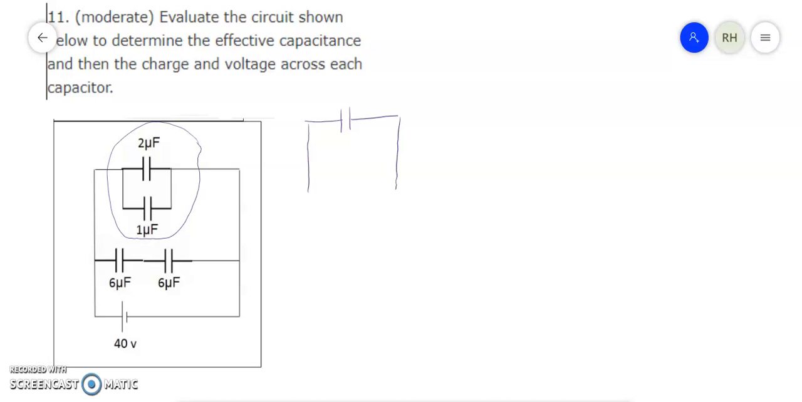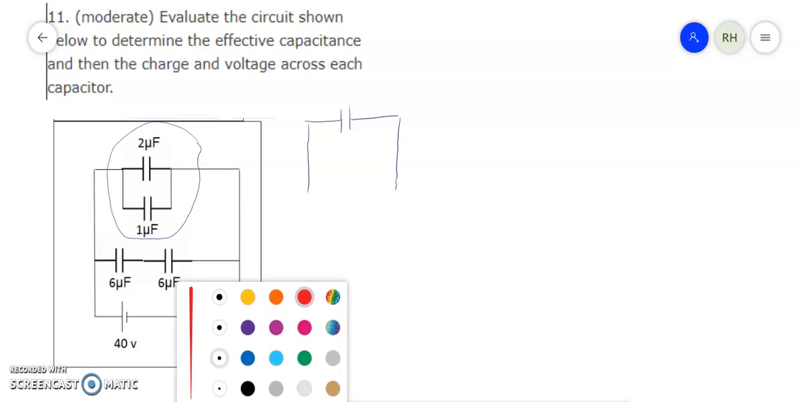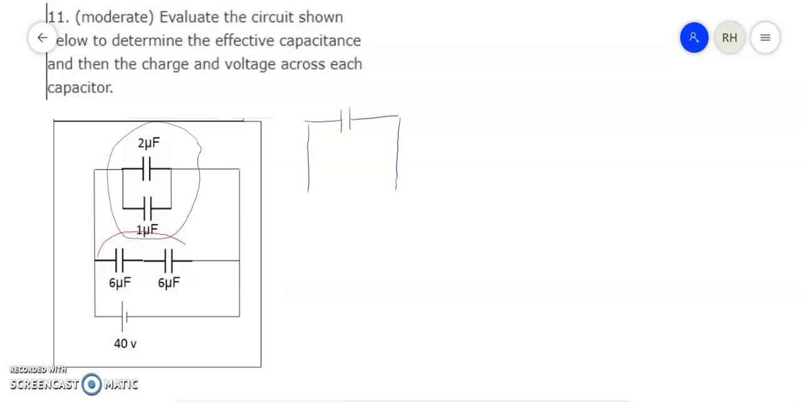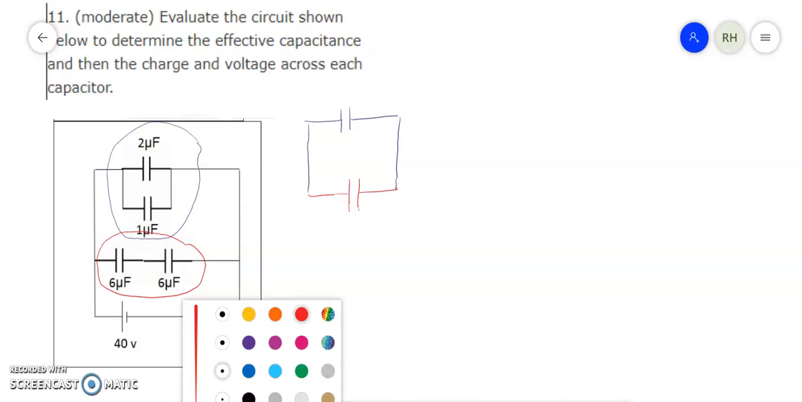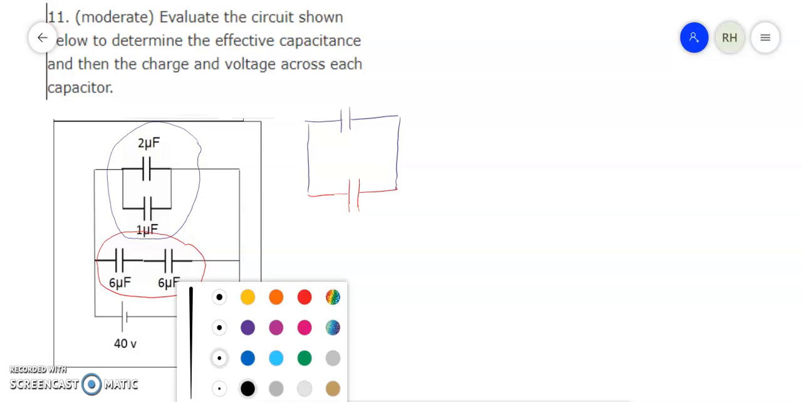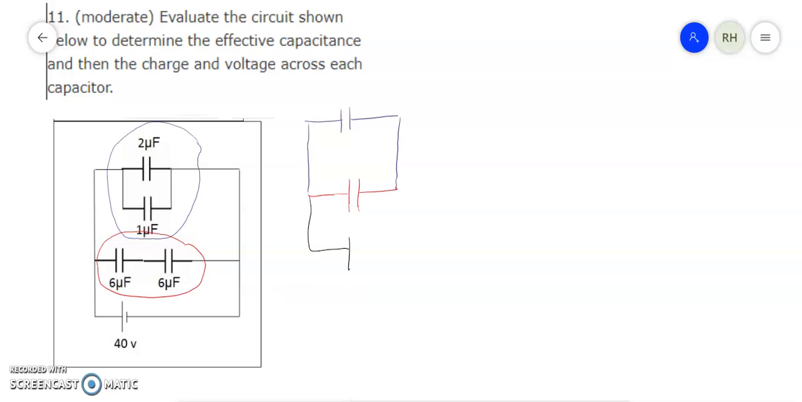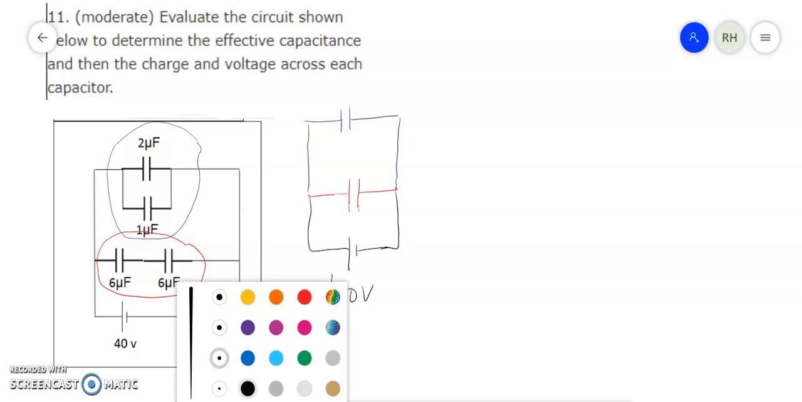And then you need to break this series capacitors also into one equivalent capacitor, which is this one. And then you have your normal voltage. So this we know is 40 volts. Now how do we solve this? So let's see.